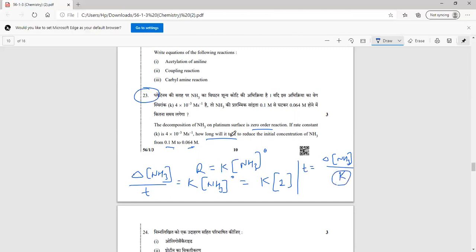Now the value of K is known to us. This is the value of K. Change in concentration is known to us. We will subtract 0.1 molar of this much from this, and then we will divide these two and we will get the value of time. So there are three value points. One is relating that it is R equal to K NH3 to the power 0. Another is the expression for decomposition of ammonia with rate constant, and third is the calculation part. So in this way we will get 3 marks.